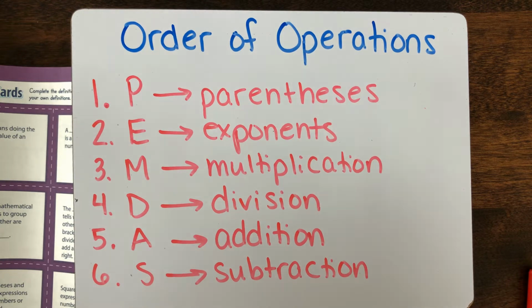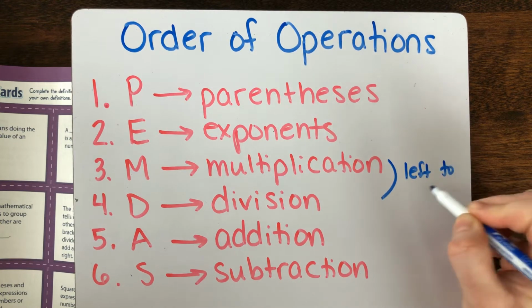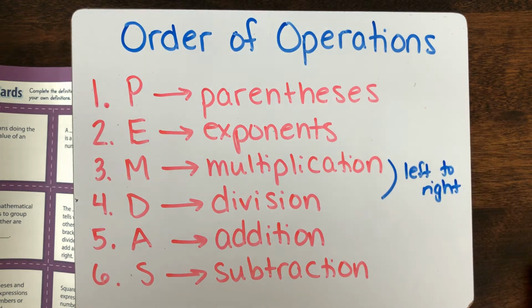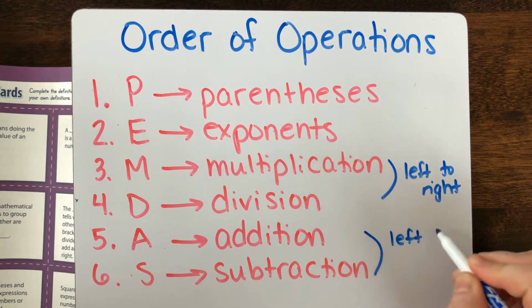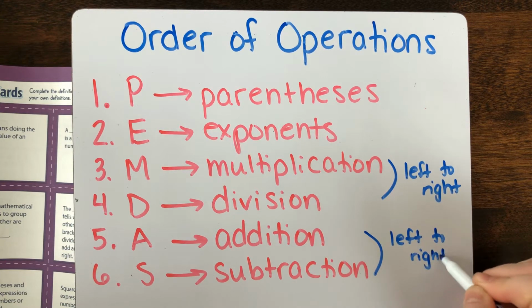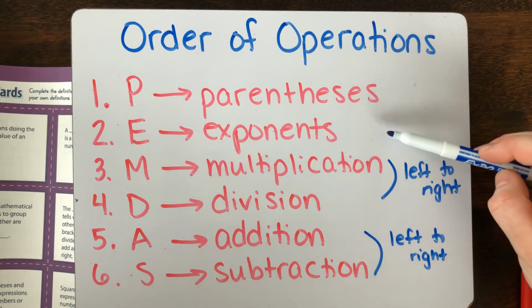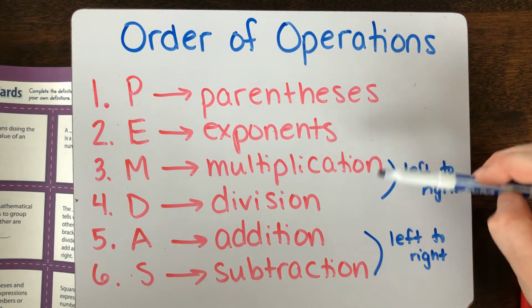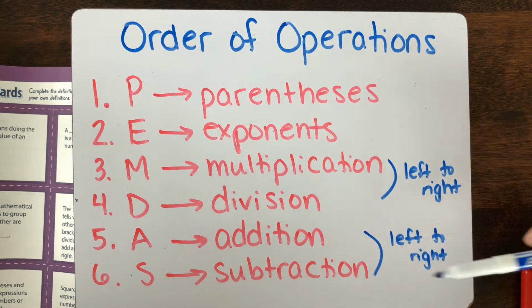Multiplication and division are the third and fourth steps, but you do those left to right. And we'll get more into that in a little bit. Same thing, addition and subtraction, you also do left to right. So these are the order of operations. Parentheses first, exponents next, multiplication and division in the same step, addition and subtraction, left to right, first come, first serve. That's a little song that I'm singing because I will show you that video in a little bit.